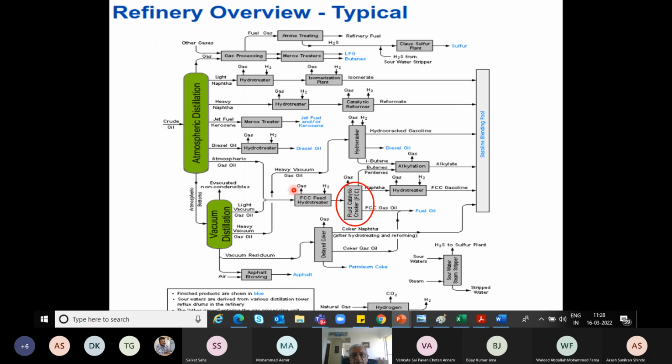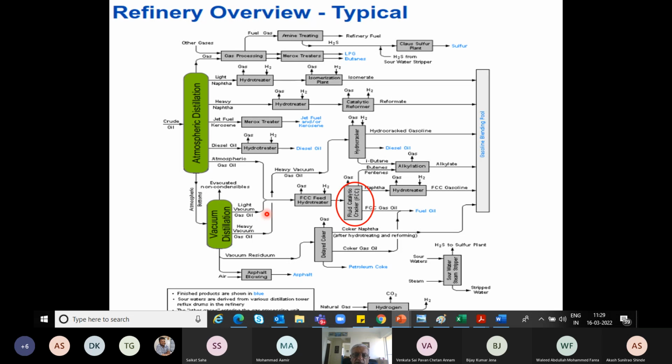But this particular technology, as you can see, can crack heavy atmospheric gas oil called HAGO, light vacuum gas oil, even heavy vacuum gas oil. So basically, all the products from the vacuum distillation column, which are otherwise called waxy distillates, and belonging to carbon number virtually from C25 to anywhere to C60.